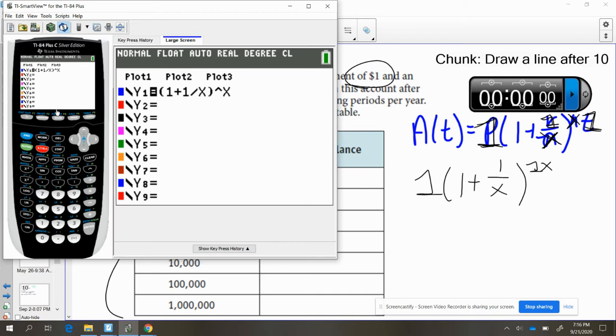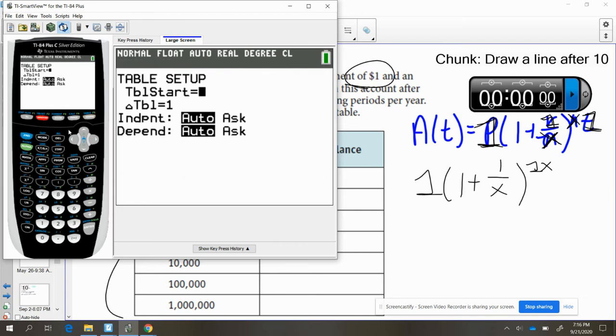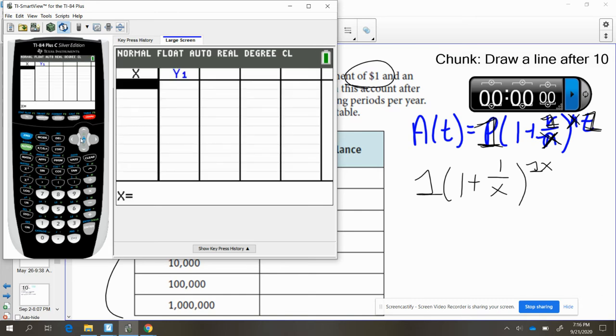And what we can do is set up our table so that we can plug in the values we want. If we look here at second window, we can set up our table so that we have an independent variable versus a dependent variable, which is going to allow us, when we now go second graph into our table, to start filling in these values from our book. So 100, 1,000, 10,000, 100,000, and finally 1 million.